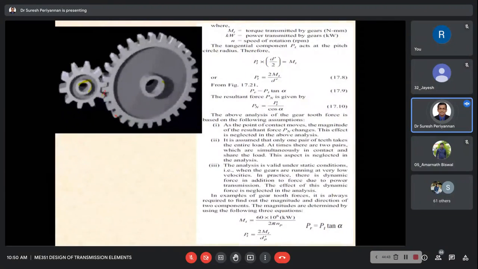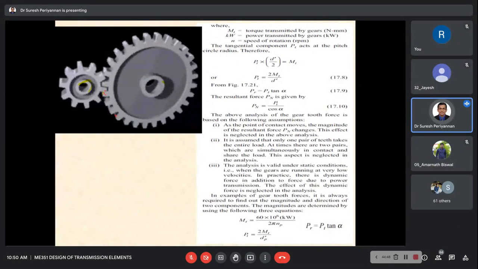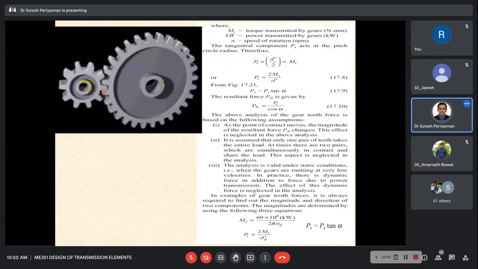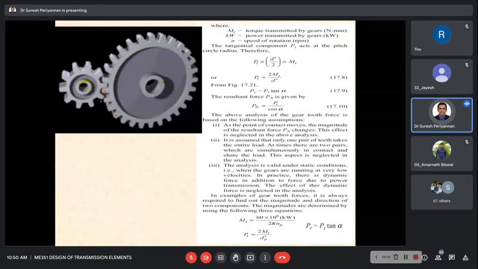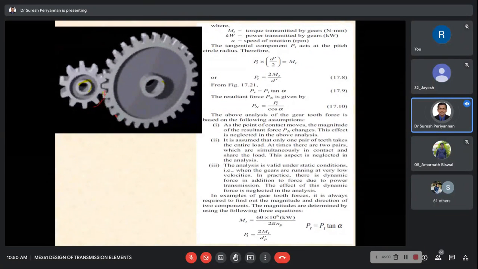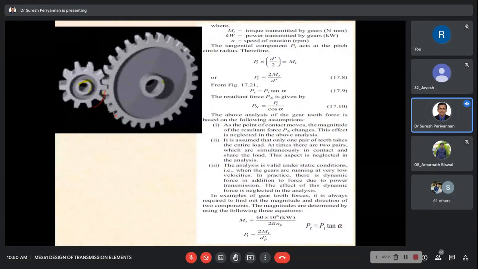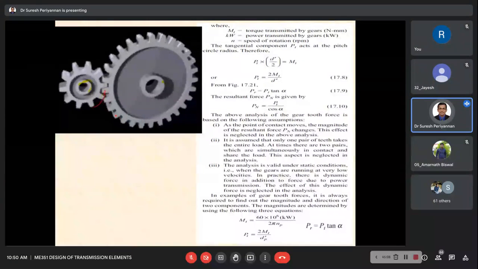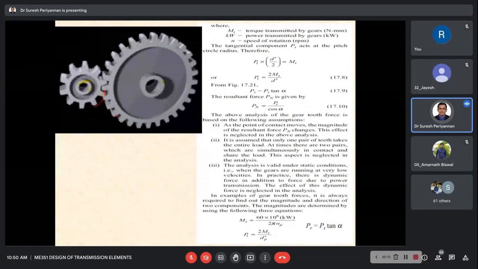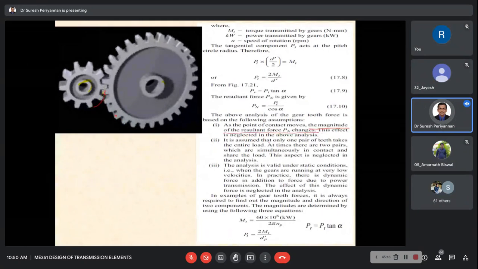For example, the gears are running, both gear and pinion rotating slowly. Each gear meshes at a contact point, but due to rotation it slowly changes. Then the resultant force also changes slowly, but the maximum resultant force acts at the corresponding pressure angle only. In this case, we are not considering that effect. As the point of contact moves, the magnitude of the resultant force Pn changes. This effect we neglect.